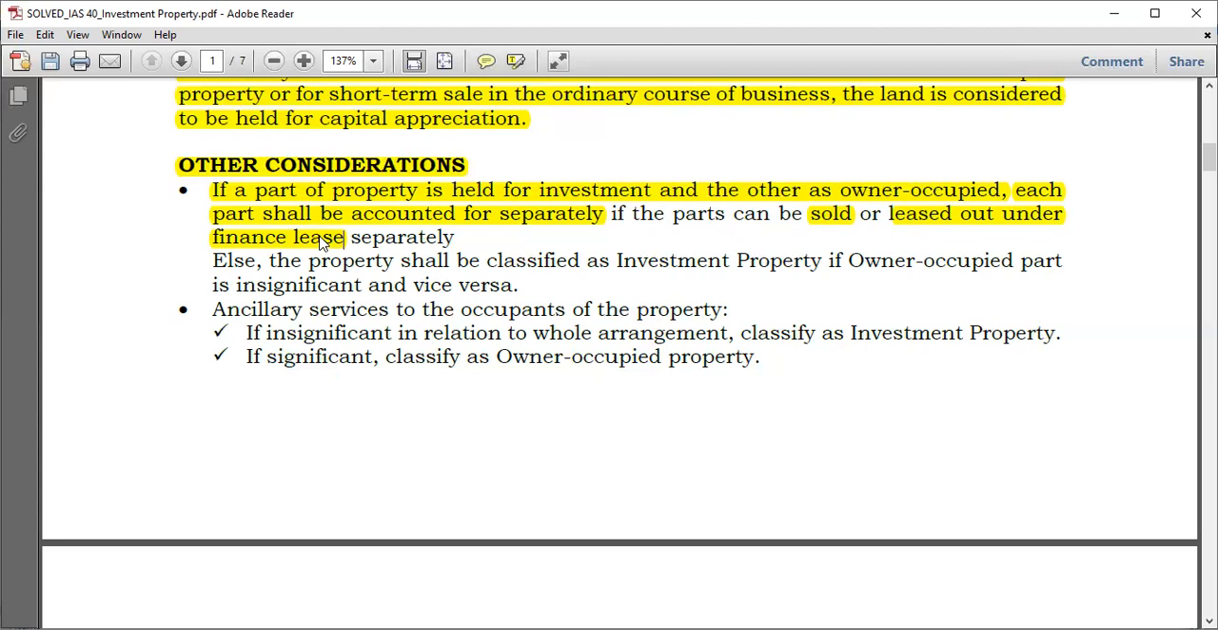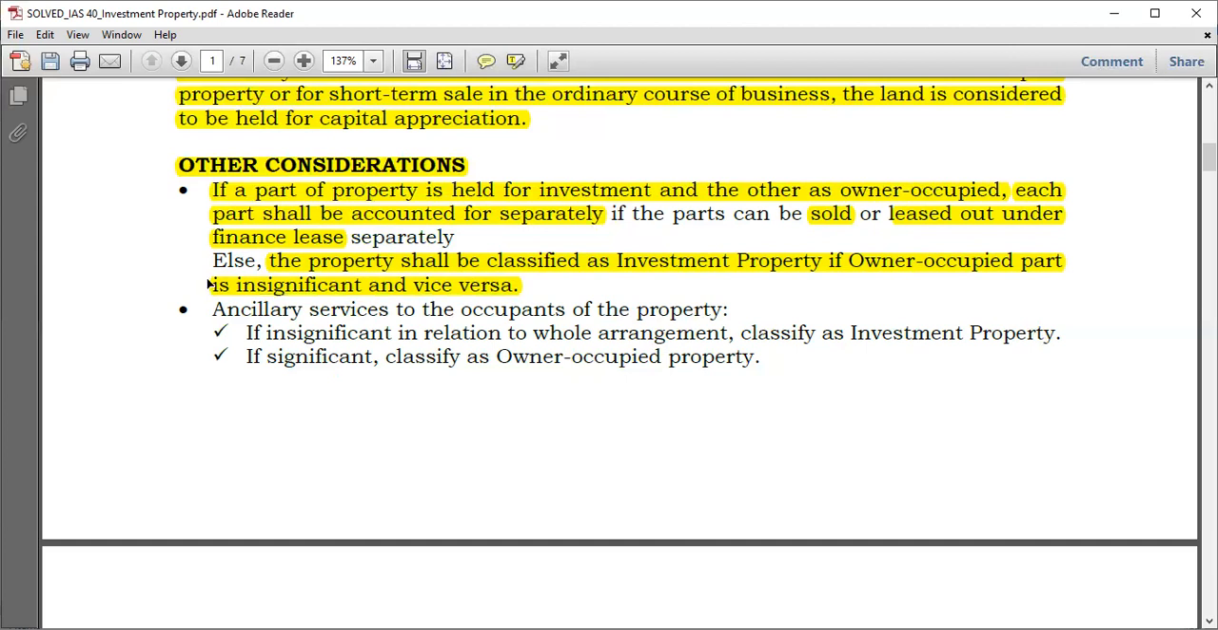If you can do that separately for each one, then we say each one can be accounted for separately, right? Now, suppose that one is not possible. Just presume that this one I'm using as an investment property, and the other one is property, plant, and equipment. Can I sell them separately? I cannot do that. So we say, else the property shall be classified as investment property if the owner-occupied part is insignificant and vice versa. So if some part is insignificant, you just take the one that is more significant and account for it for the whole property.